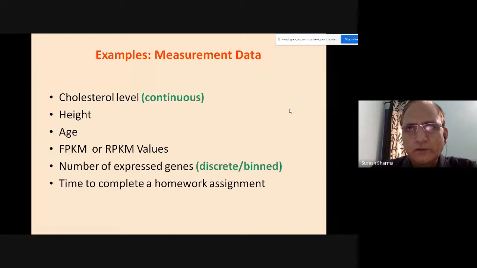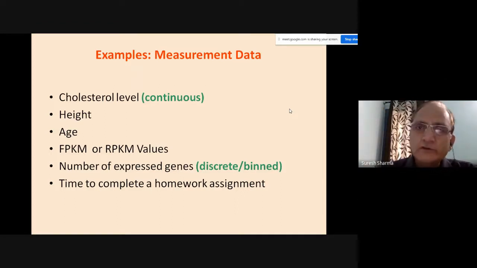For example, the number of members in a family may be 3 members, 5 members, 7 members. I cannot say the number of members in a family is 3.6. It doesn't make any sense, right? Hopefully you understand what I'm saying. Similarly, the number of genes expressed for a particular disease: there may be 3 genes expressed or 9 genes expressed, but I cannot say the number of genes expressed is 8.9. It doesn't make any sense. So if your data is capable of taking only certain isolated values, then it is called discrete measurement data.